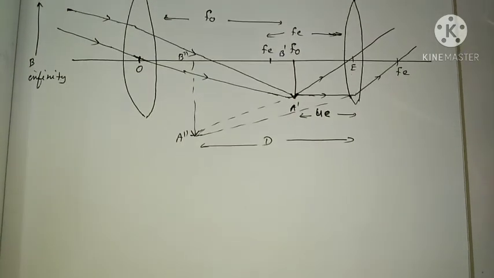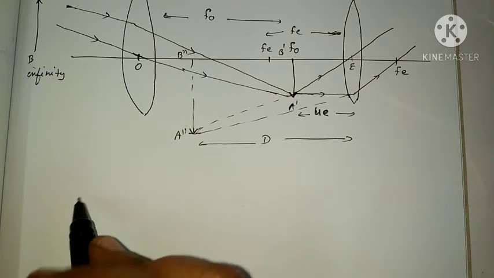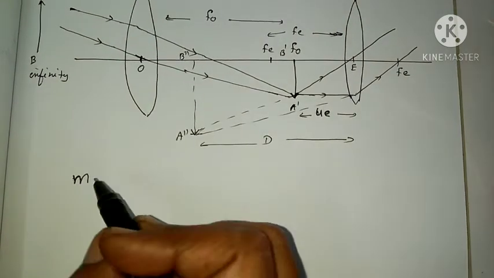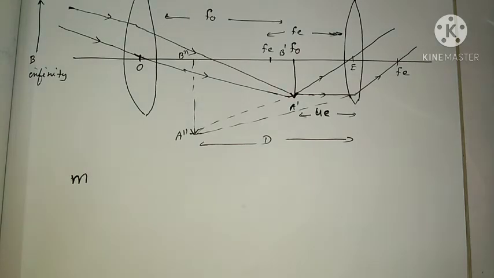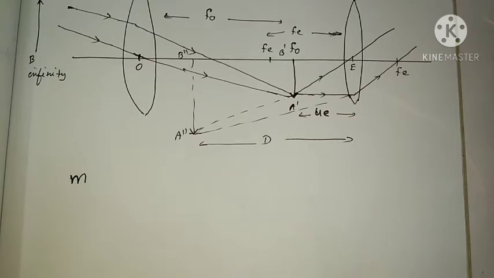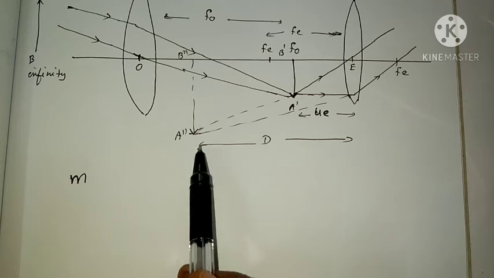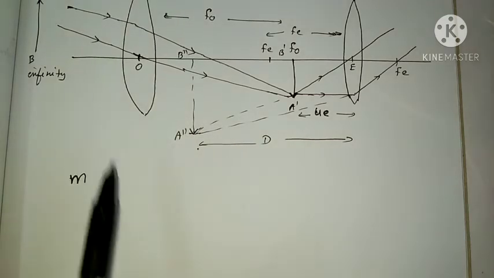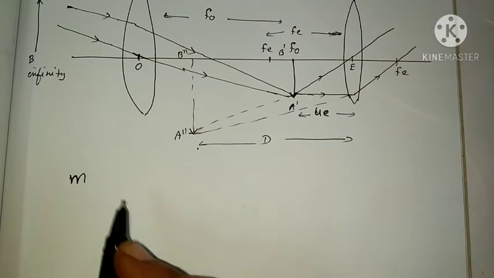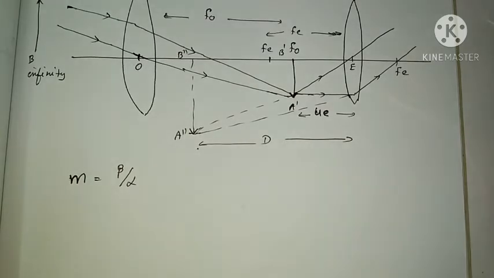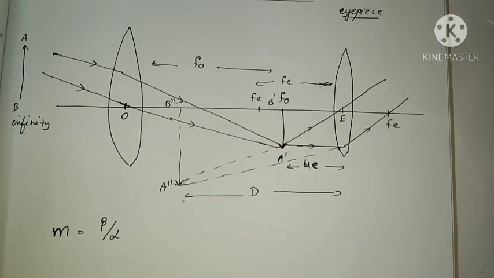Then we can find out the magnifying power. You know that magnifying power is the ratio of the angle subtended by the image to the angle subtended by the object. That is, the angle subtended at the eye by the final image formed at the least distance of distinct vision, to the angle subtended at the eye by the object when it is at infinity. We can write m equal to beta by alpha. So what are beta and alpha from the figure?